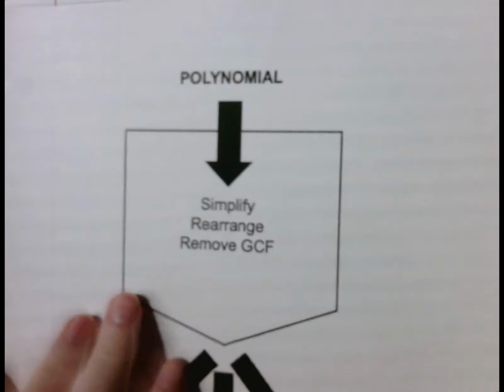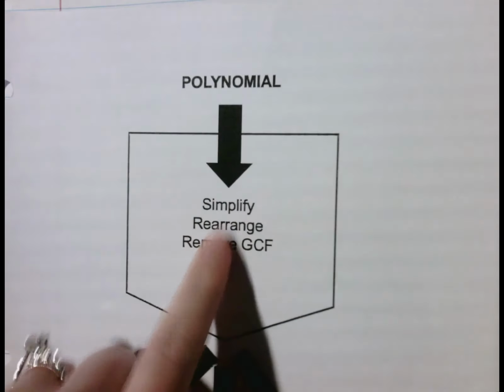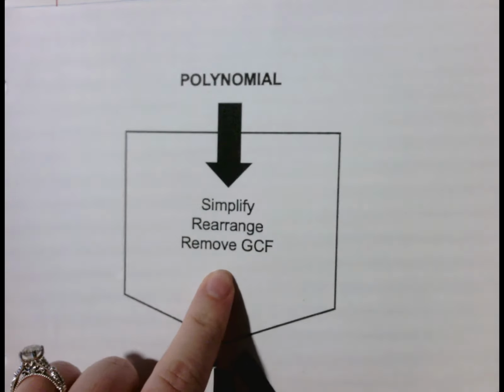But we are going to go ahead and do a couple more examples. So let's start with this first example. All right, so this example is 2n minus 6 plus 4n squared. So we start with our simplify, rearrange, and remove a greatest common factor.